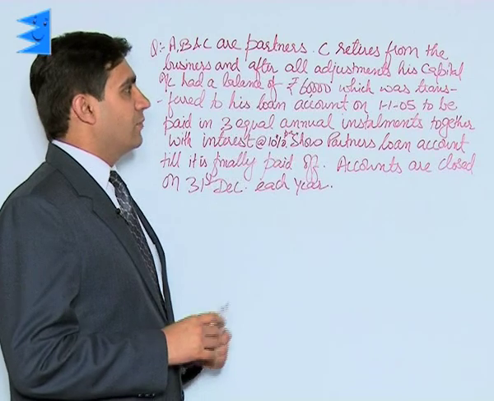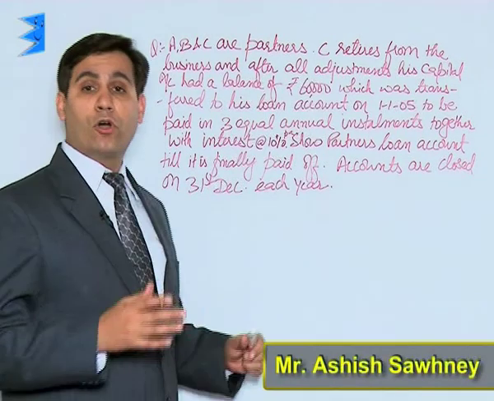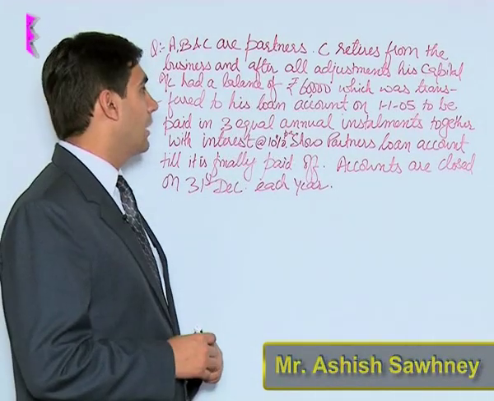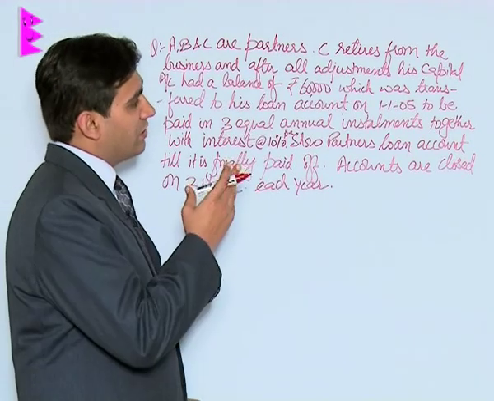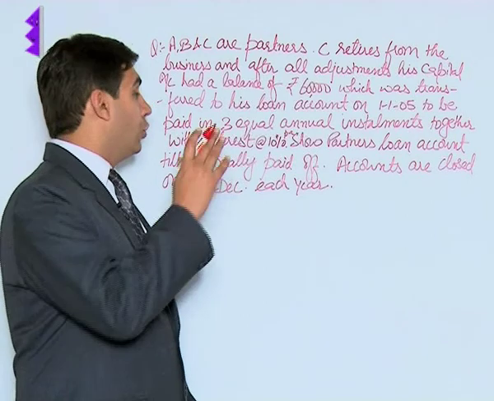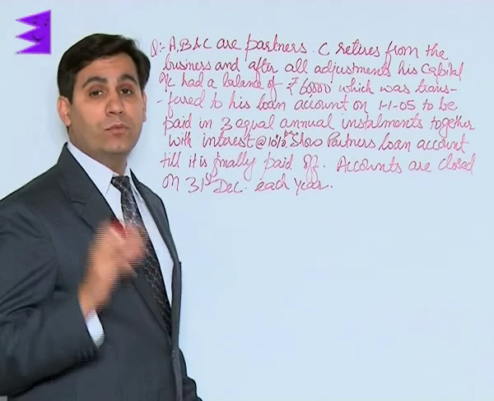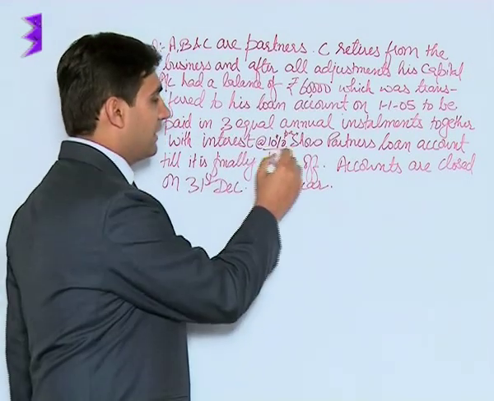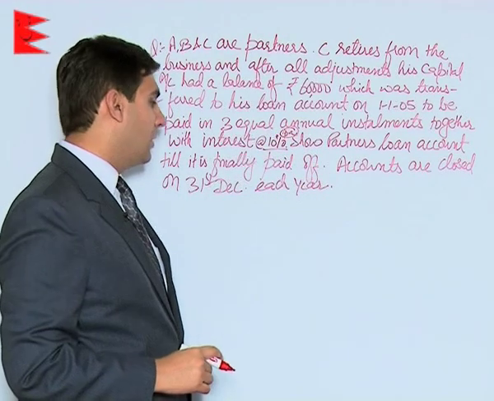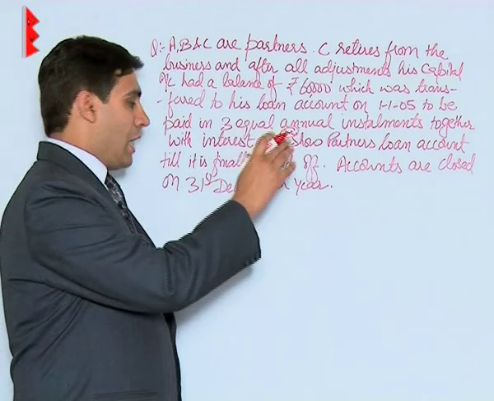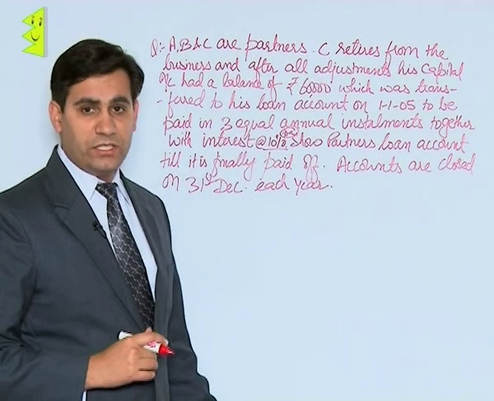A, B and C are partners. C retires from the business and after all adjustments, his capital account had a balance of 60,000, which was transferred to loan account on 1st January 2005 to be paid in 3 equal annual installments together with interest at 10% per annum. Show partner's loan account till it is finally paid off. Accounts are closed on 31st December each year.